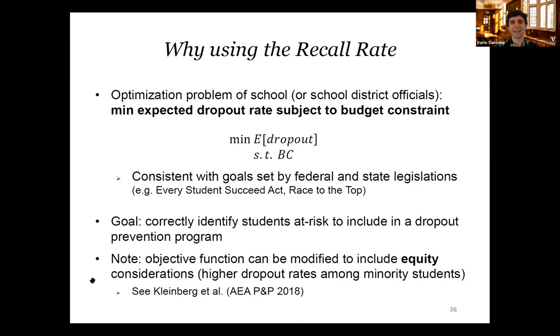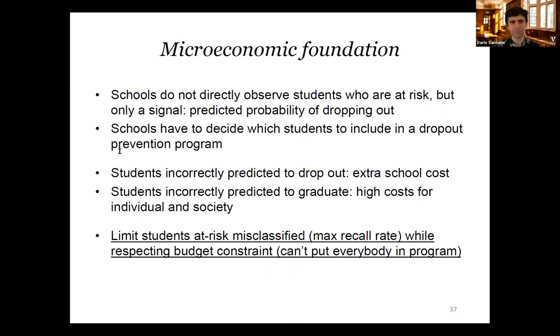Before starting any model, any algorithm, think which criteria makes sense for you to maximize. It may not be the recall rate, maybe something else, but at least justify which one makes sense in your context. And so in this case, if we think that this objective function makes sense, then schools want to identify which students are at risk of dropping out in order to put them in a dropout prevention program.